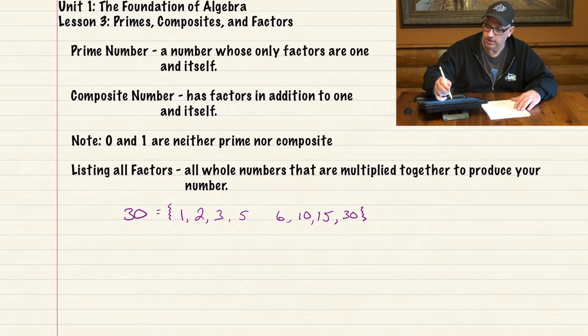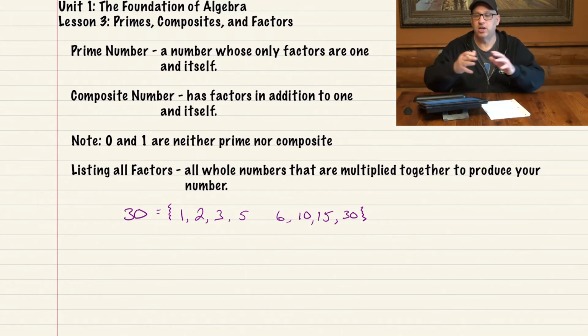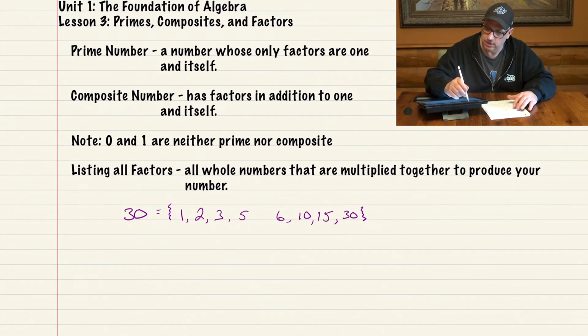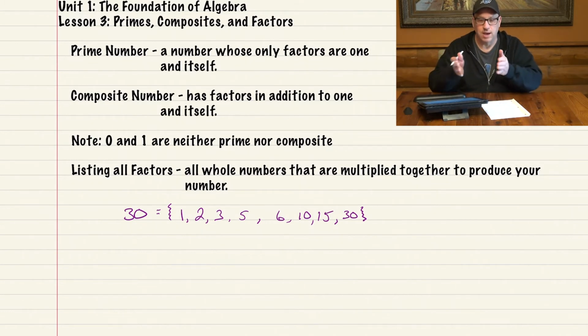Now look what happened here. I just did 5 times 6. What's the next number after 5? It's 6. That's already listed, so I don't need to write it again, and I'm done. I covered all possibilities. So all I have to do is put in a comma like that, and I'm done. That will be listing all of the factors for 30. Okay, and again, use that bracketing method.